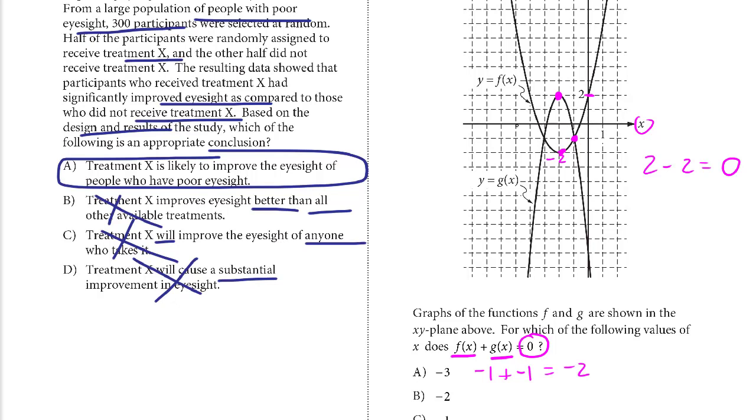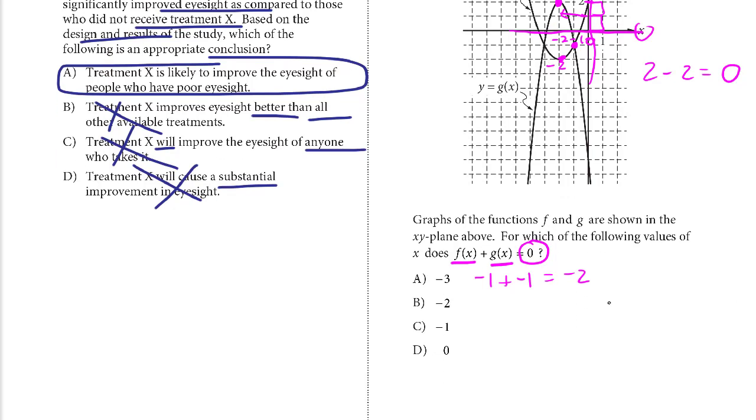Well, it looks like this is x, this is y, and each grid looks like 1 by 1. So if I go over to this point, I'm going to -2 on my x value. That would be 0, -1, -2. So at x equals -2, f of x plus g of x equals 0. The correct answer is B, -2. Watch out for those graphs. They're always a little tricky. Almost always a little tricky.